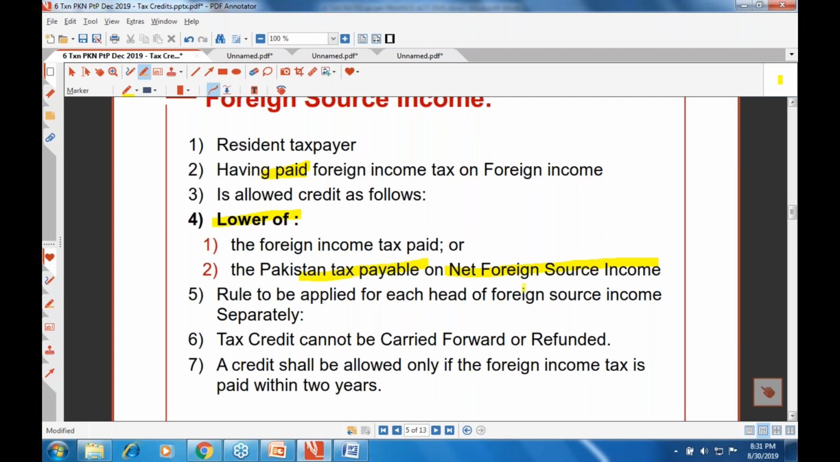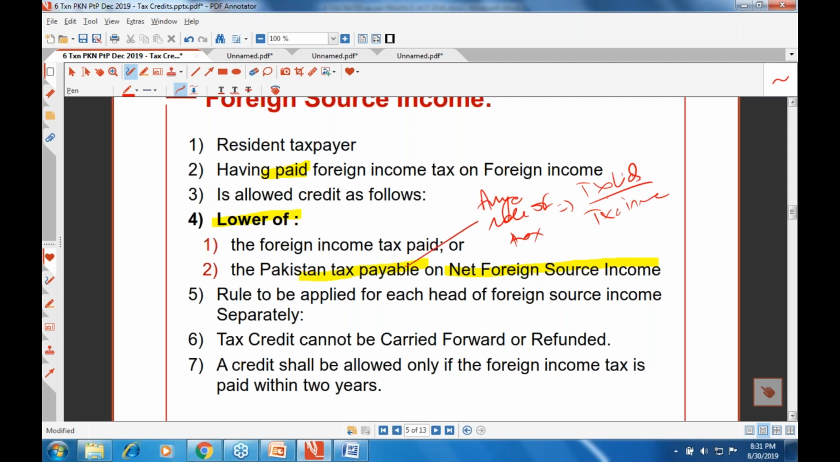Now let's try to understand this. It's the Pakistan tax payable on the net foreign source income. How do we calculate the Pakistan tax payable? Pakistan tax payable is basically based on the average rate of tax. How do you compute the average rate of tax? It's the tax liability divided by the taxable income. That's how you calculate the average rate of tax.